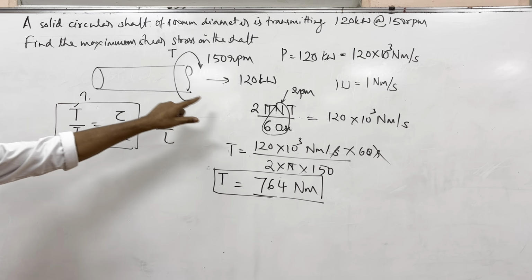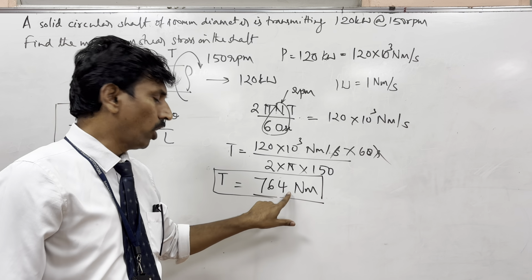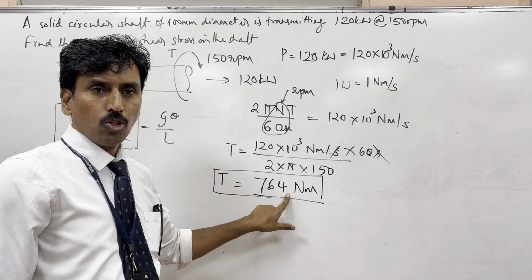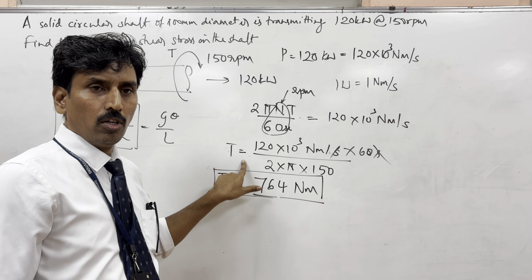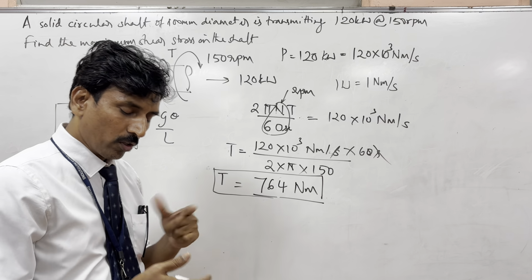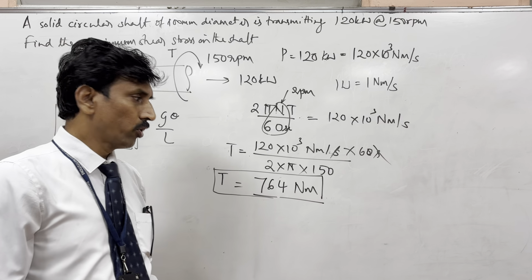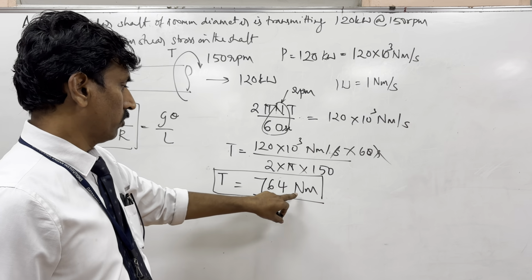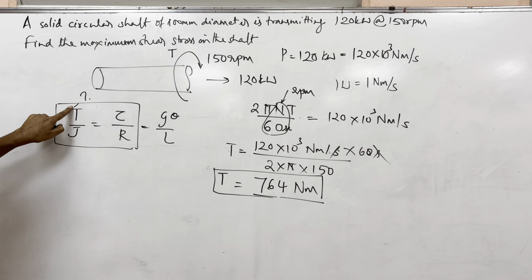So that means, if this RPM was larger, then this torque would have been smaller. If you're trying to transmit power, usually we transmit power at higher speeds so that the torque becomes less. If you're transmitting power at lower speeds, then the torque is larger, then the shaft has to be larger. So here with this lower speed of 150 rpm, it is taking a huge amount of torque, 764 Newton meter, which has to be substituted here.